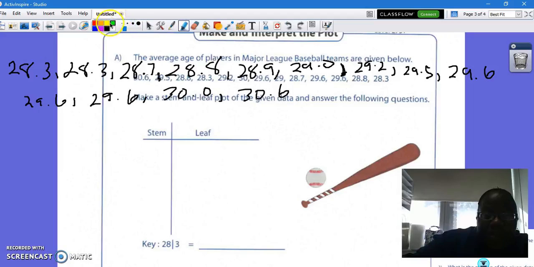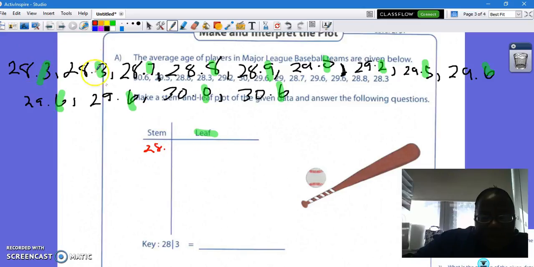What I like to do first is highlight the ones place, because remember the ones place are the stems. So when it comes to decimals, the first number after the decimal is going to count for the leaf. So that's here, here, here, and so on. And what that leaves me is the number before the decimal, which is going to be a stem. As you can see, our first stem is 28.